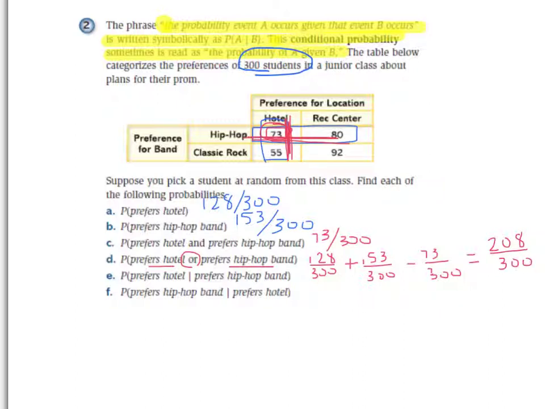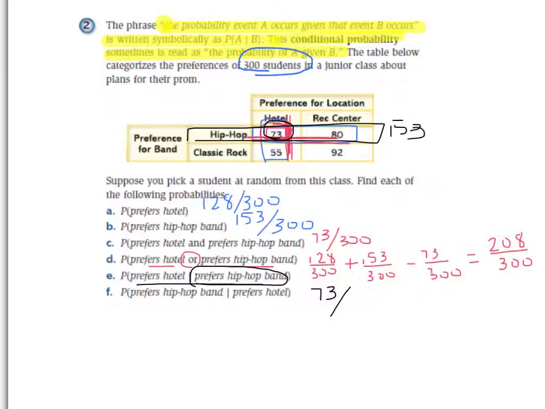Now we're finally on to the probability for the given conditions. The probability that a person prefers hotels, given that they prefer hip-hop. This "given hip-hop" is our restriction. So we can only look at the hip-hop category. That's the only people we're considering. And we want to find the probability that someone prefers the hotel. So we would have 73 people that prefer hotels out of only the total of 153 people that liked hip-hop. The hip-hop was our restricted population, and we wanted to find the probability that they prefer hotels.